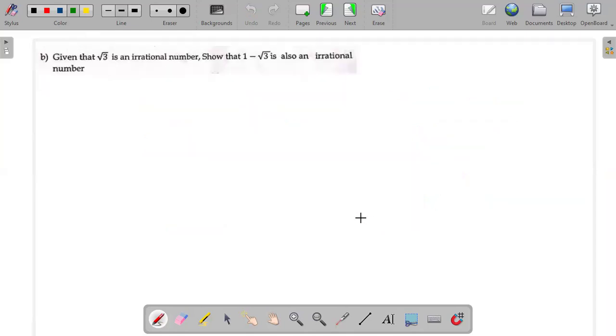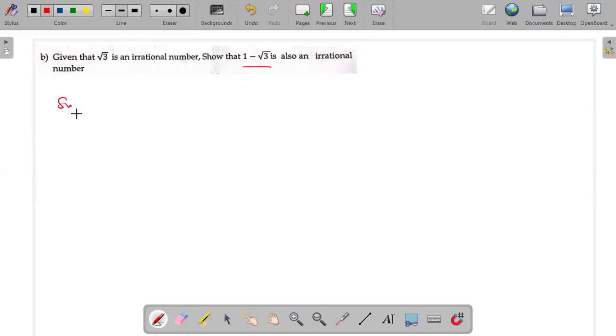Okay. Next here we have, given that the square root of 3 is an irrational number, show that 1 minus root 3 is also an irrational number. To do this, first we shall prove by contradiction, where we first assume that this number is actually not irrational, but rational instead.